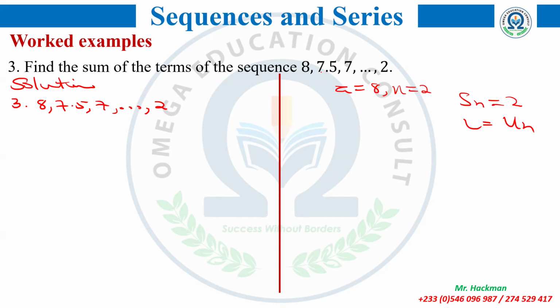So let's see. 7.5 minus 8 will give you negative 0.5, which is negative half. Then 7 minus 7.5, the absolute value will give you 0.5. No, we are not looking for absolute value here. The common difference can also be negative. It's not only positive.